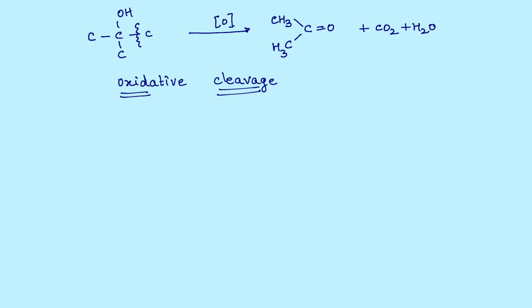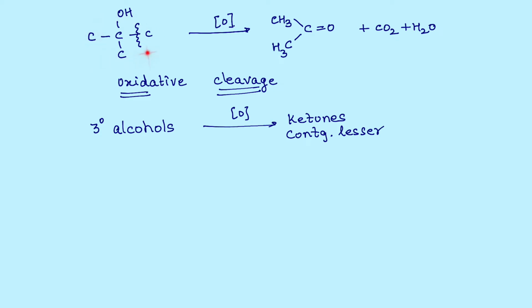So what can we write about 3-degree alcohols? That 3-degree alcohols on strong oxidation give us ketones containing a lesser number of carbon atoms, right? The number of carbon atoms has gone down: 1, 2, 3, 4, whereas here it's 1, 2, 3. So ketones containing a lesser number of carbon atoms are formed and further oxidation does not take place.